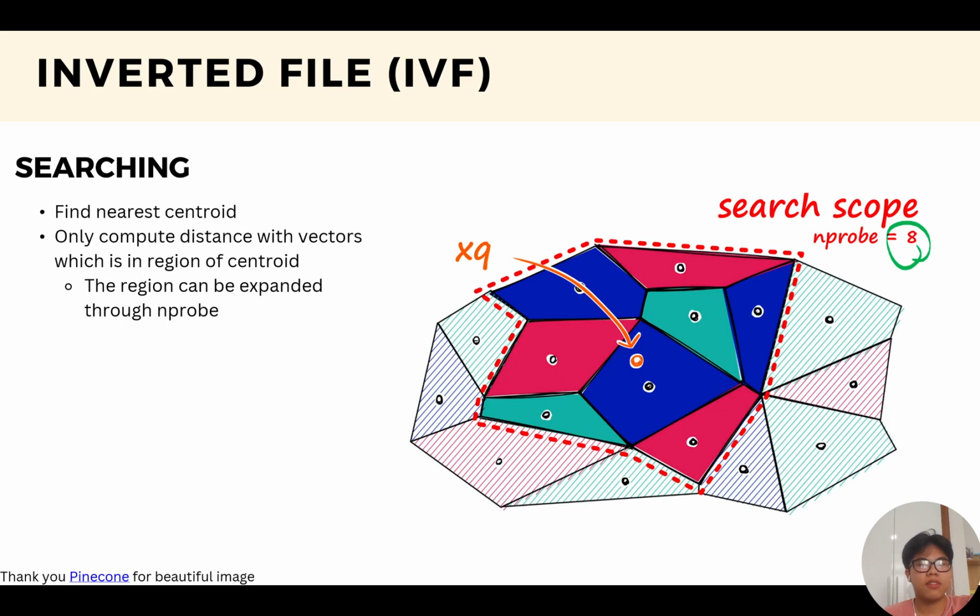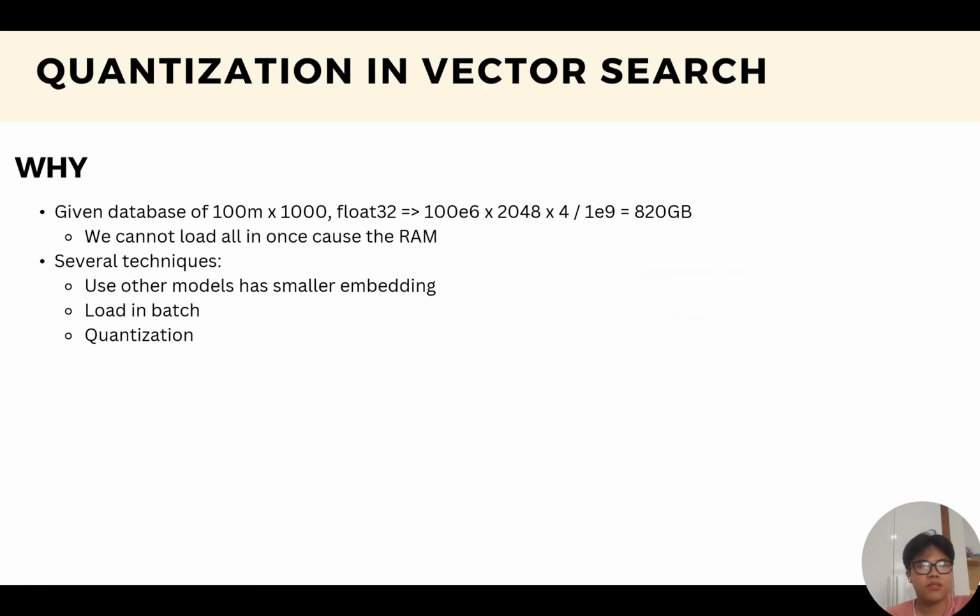So those are three very basic algorithms in the vector search domain. Do you have any questions before I move to the next part?